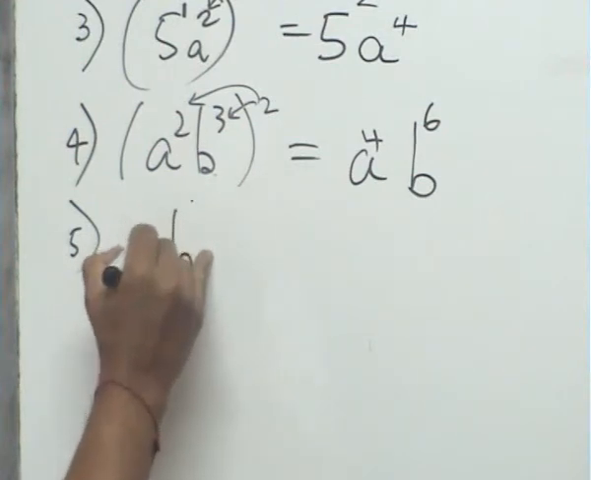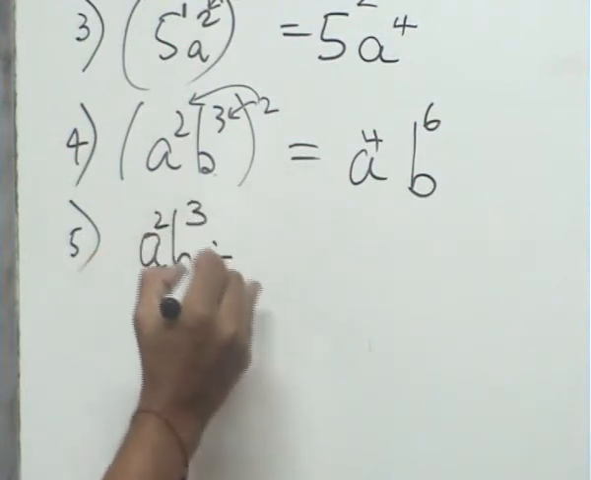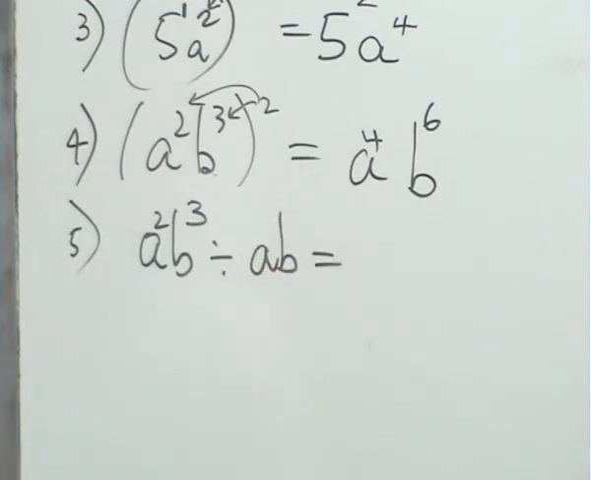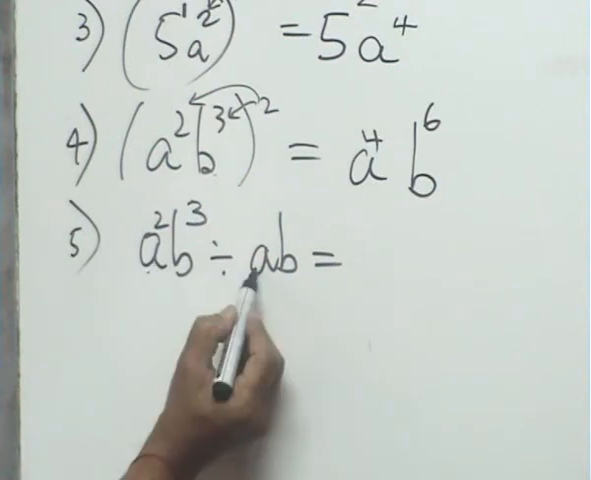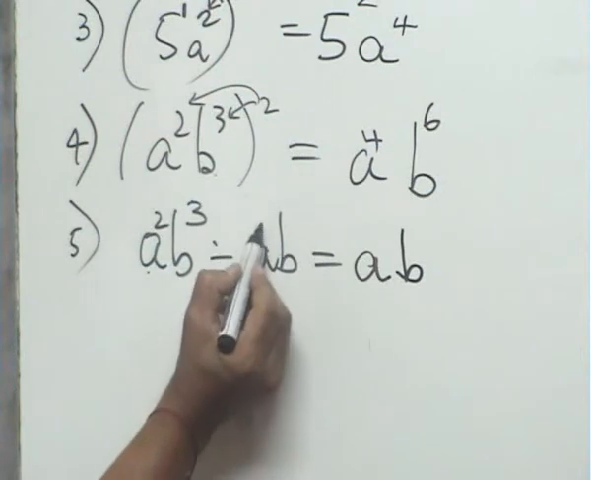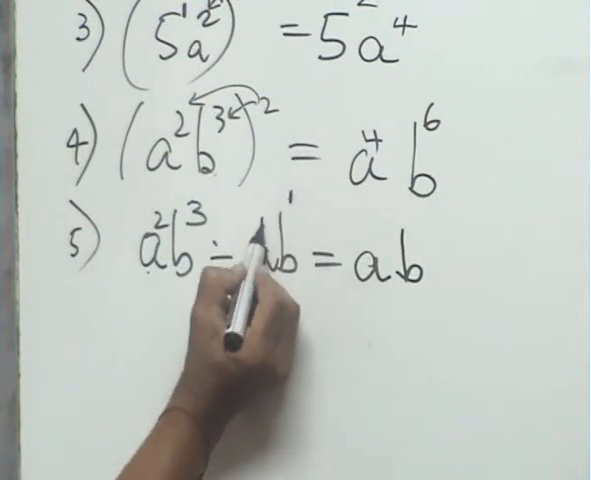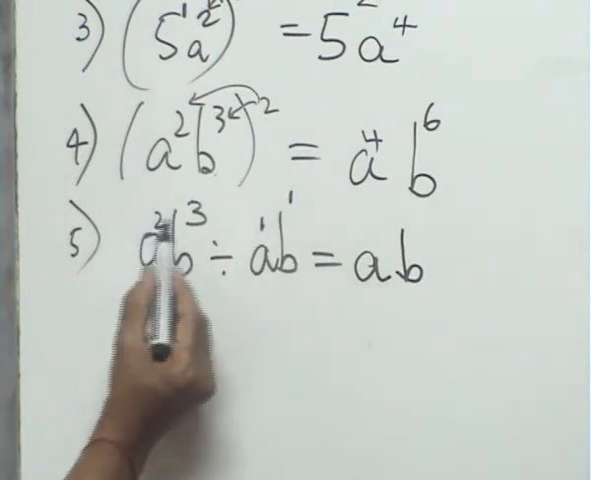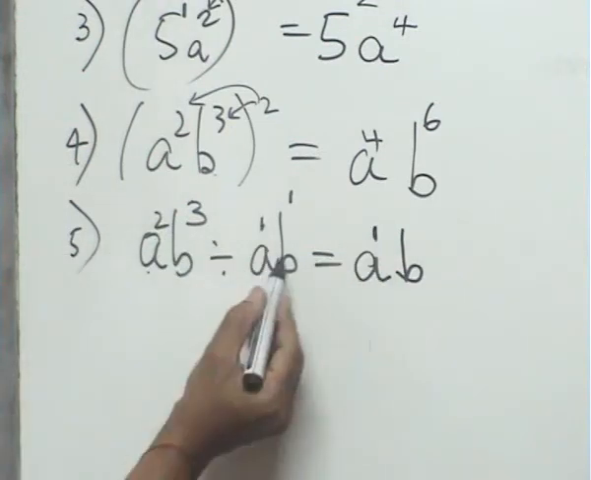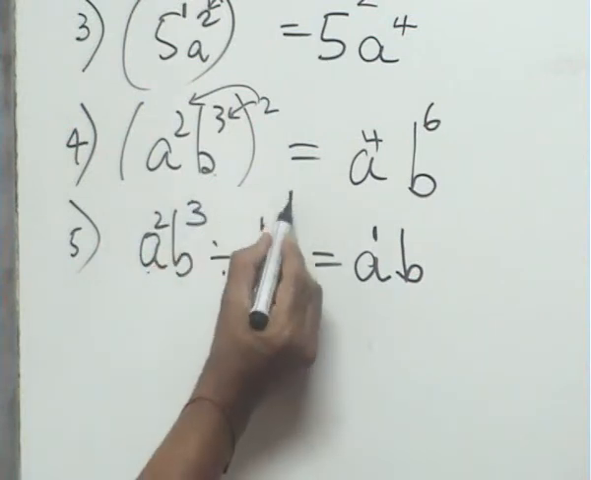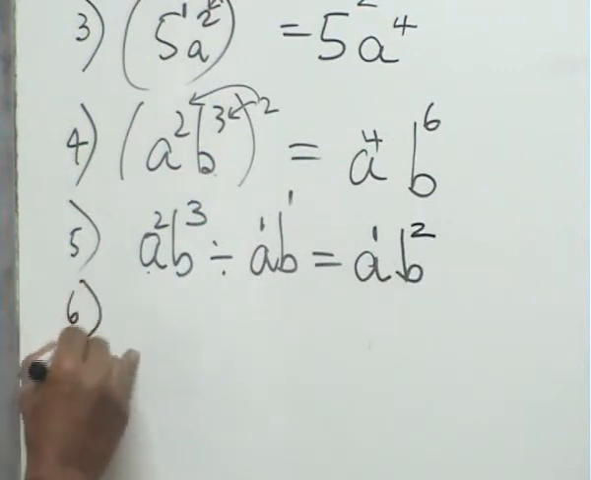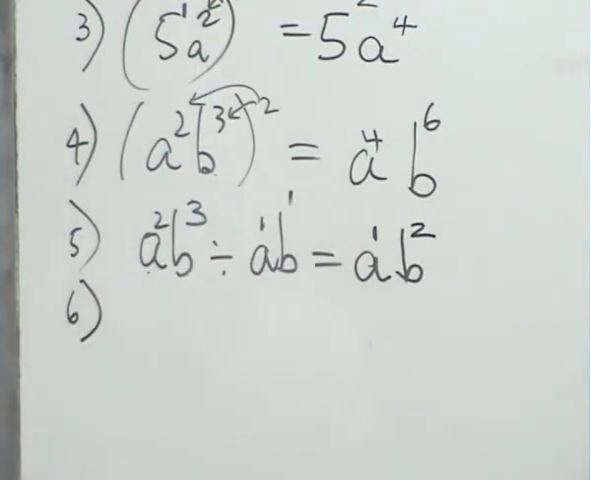A squared b cubed divided by ab. Well, this is division, so we can use the division law. Now there's an a and there's an a, so write down a. There's a b and a b, write down b. Now the index here is 1, the index here is 1. So for a, it will be 2 minus 1 because we're dividing. So 2 minus 1 gives you 1. Then for b, it will be 3 minus 1. 3 minus 1 will give me 2. So here we use the division law.